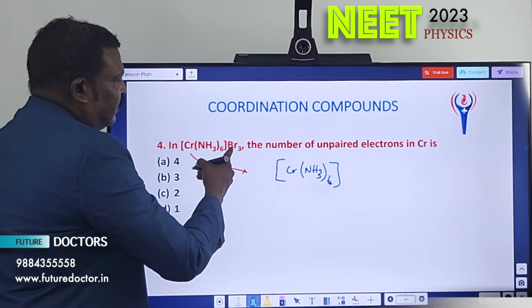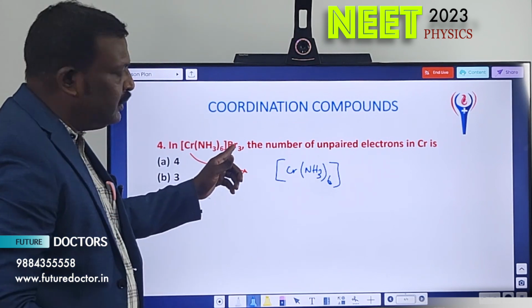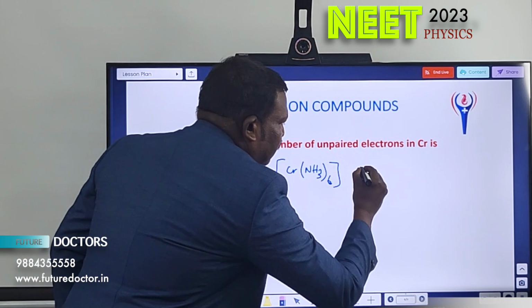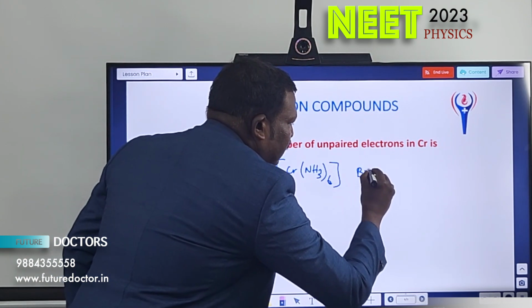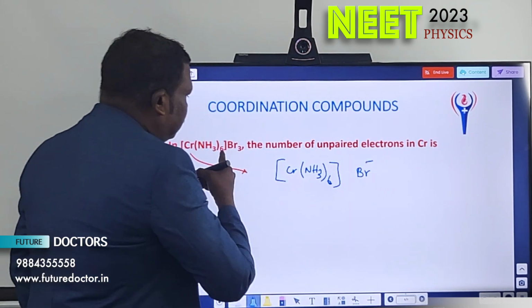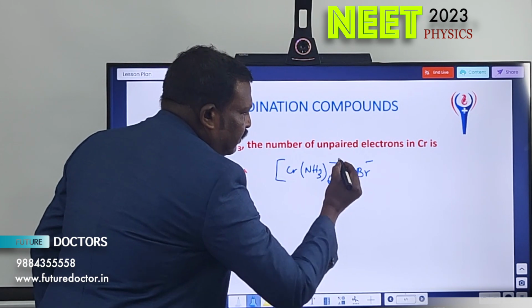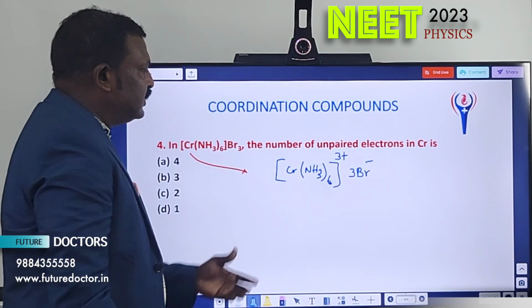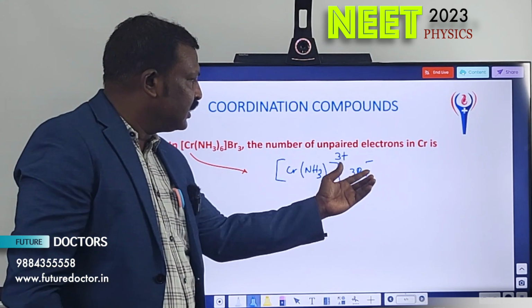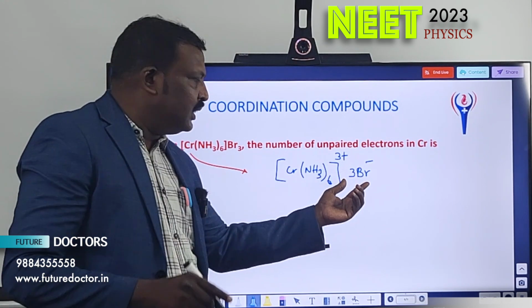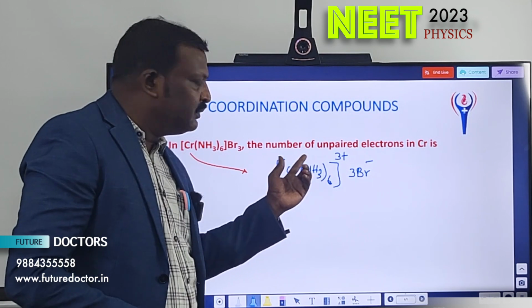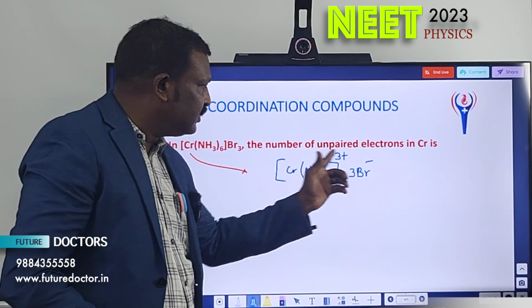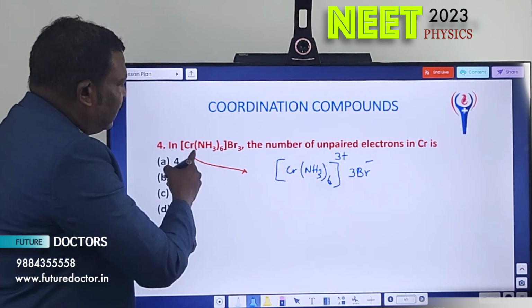See here, who is present outside the bracket? Br. Br is a Br only. We know the charge. Br is a halogen, so it is minus. How many Br? We have 3 Br, so 3 minus. Then I put 3 plus. We don't know the charge of the complex; we know only the counter ion. The charge of the counter ion will be opposite to that of the complex. Understood? Right. Now we have to find out the oxidation state.